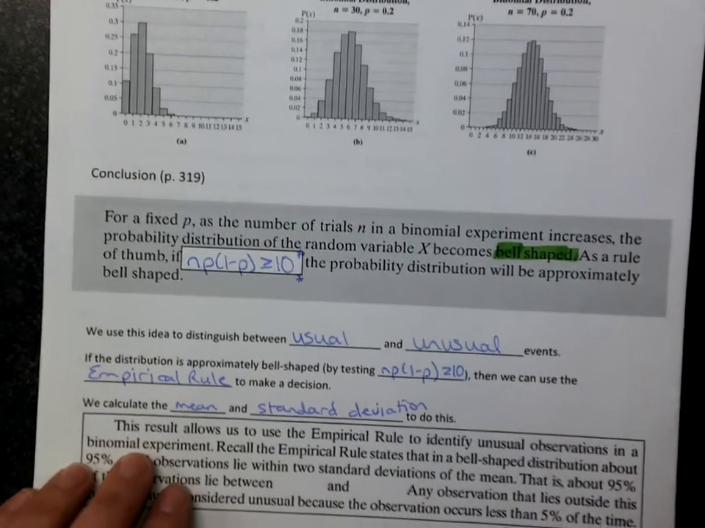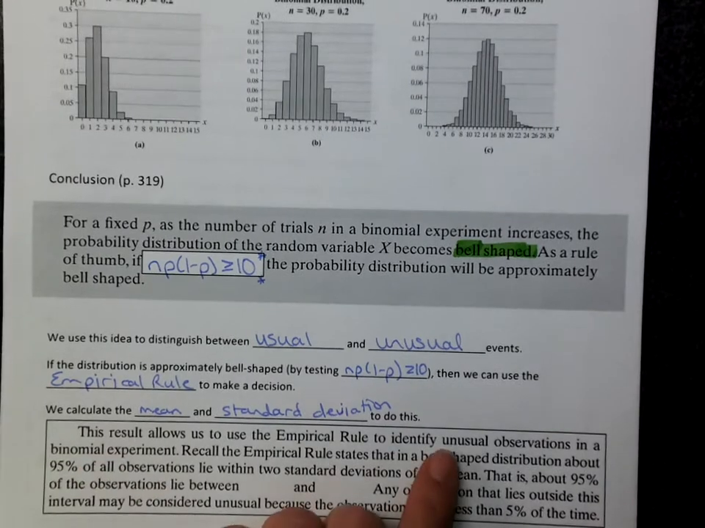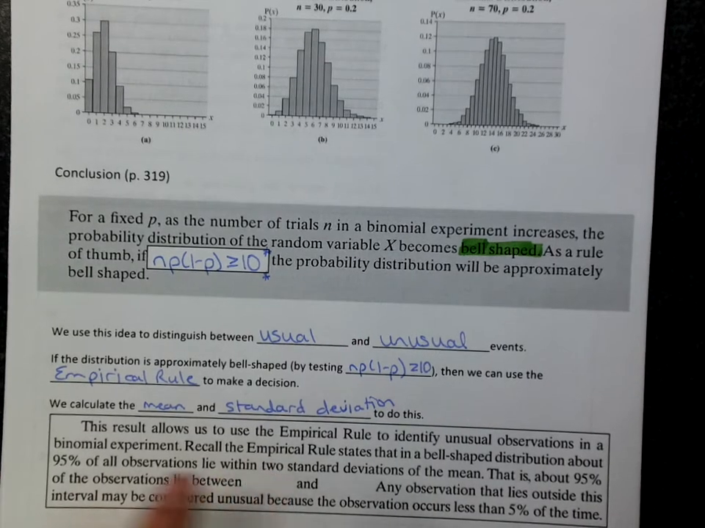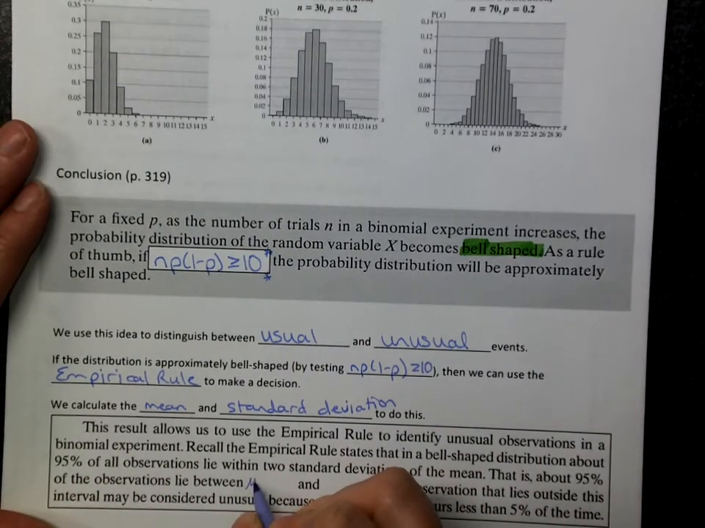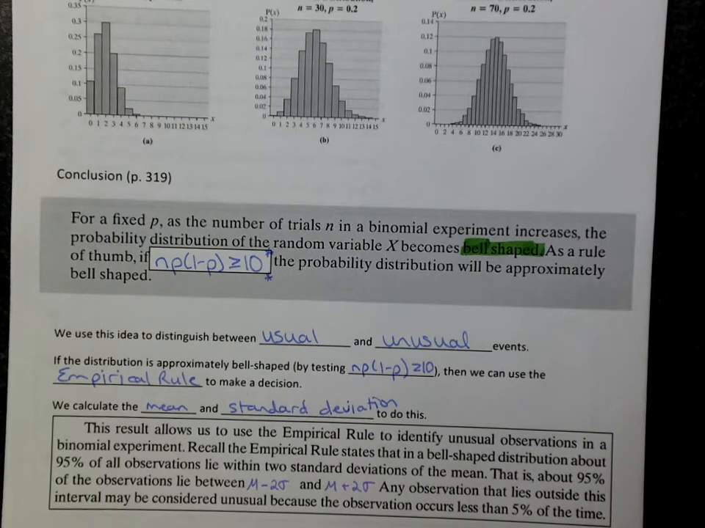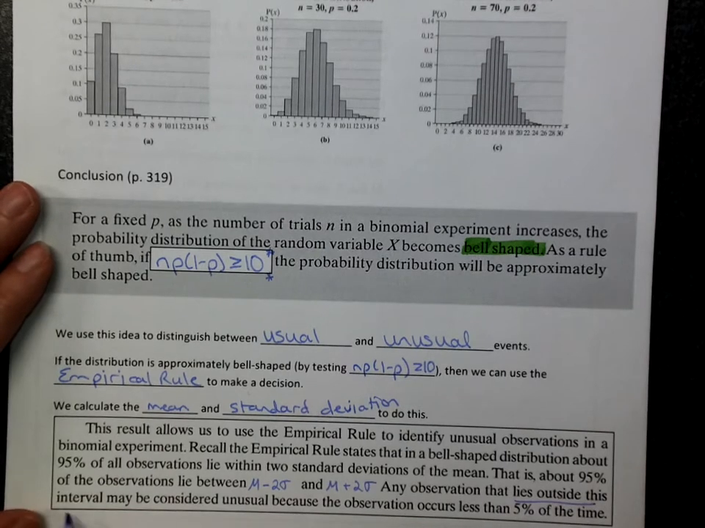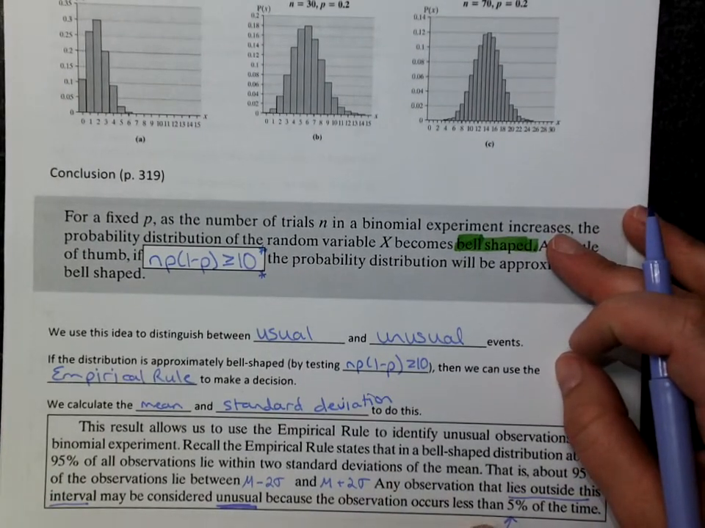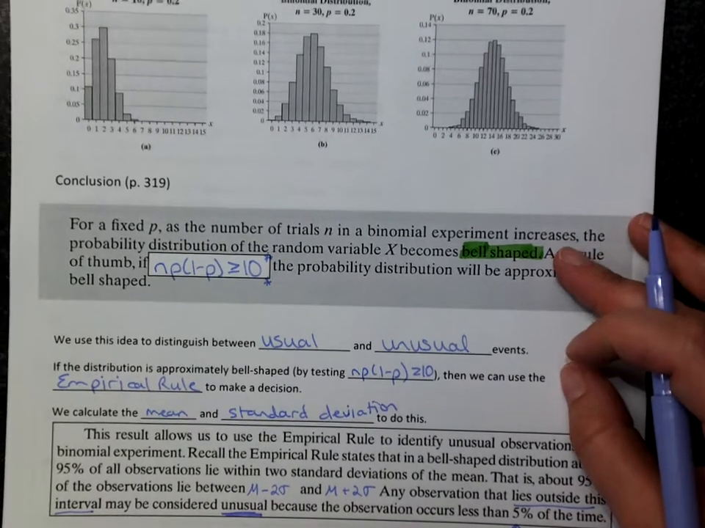It says this result allows us to use the empirical rule to identify unusual observations in a binomial experiment. Recall the empirical rule states that in a bell-shaped distribution, about 95% of all observations lie within 2 standard deviations of the mean. So we're going to look at the mean minus 2 standard deviations and the mean plus 2 standard deviations. Those are our cutoff points. Any observation that lies outside of this interval may be considered unusual because it occurs less than 5% of the time. We said that also in Chapter 5. Anything that occurs less than 5% of the time is considered unusual.